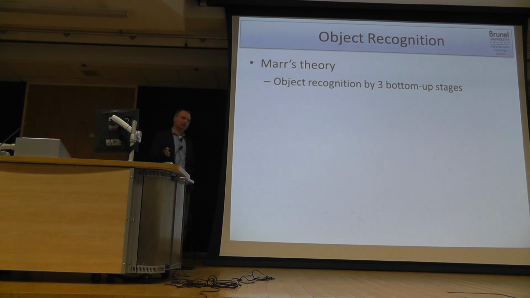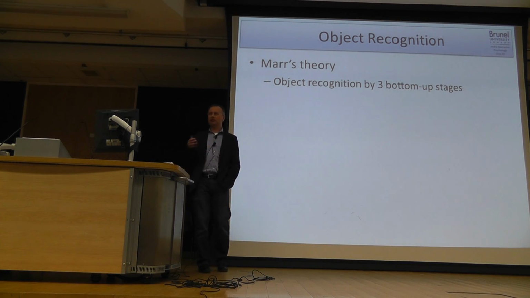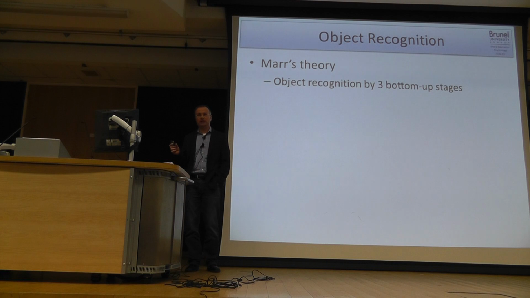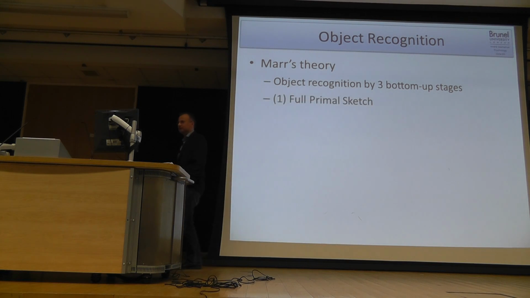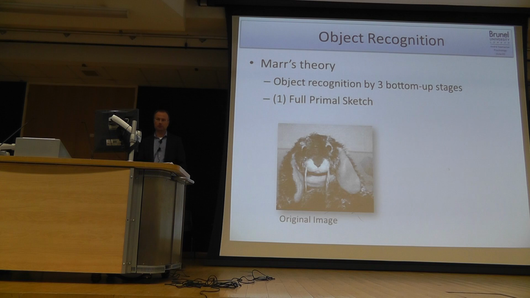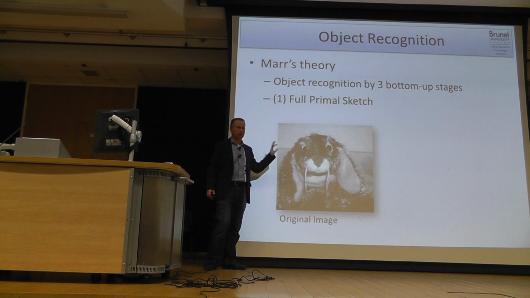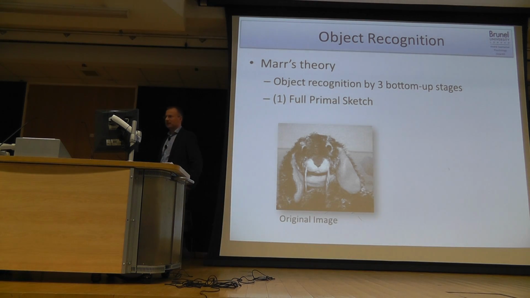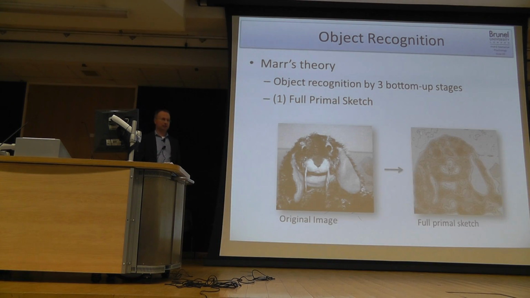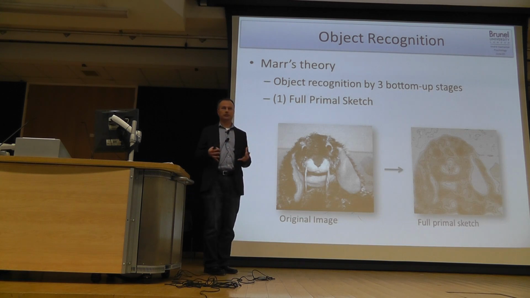He proposed that the process consists of three stages which work bottom up, so from the basic percept to the complex percept. And it starts with a full primal sketch. To illustrate that, let's have this as an original image. It's a plush rabbit. And the full primal sketch then looks like that. So this is the idea how our cognitive system represents this image.